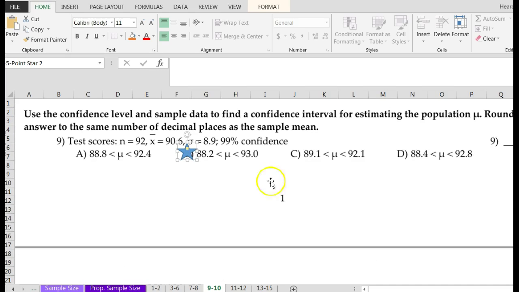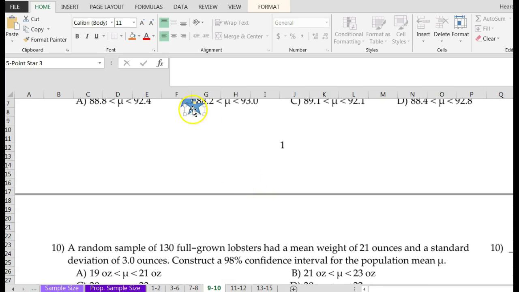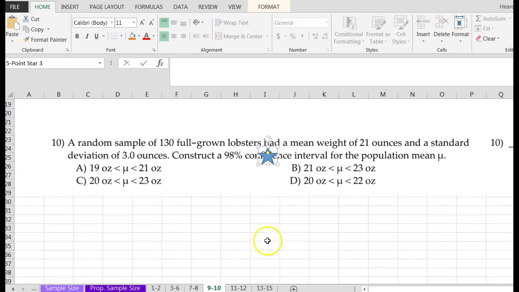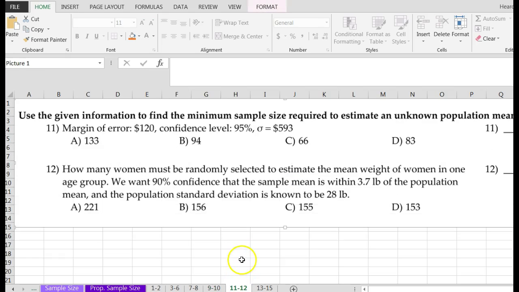Let me get a star here and put that by there. Control C. I like putting stars. Paste. Drag it down here and put it by choice D, 20 to 22. All right. Easy enough. Let's look at number 11 and 12.